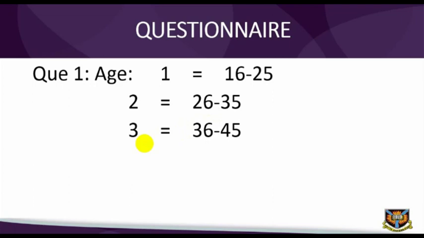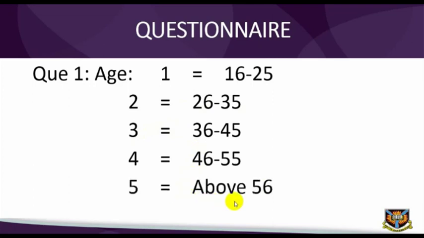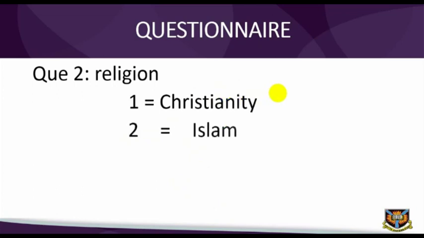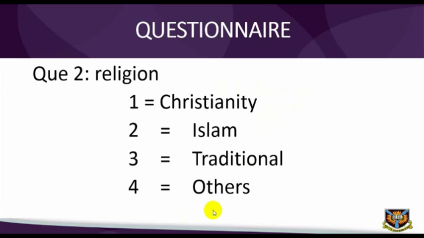Question 1. Age: 1 is equal to 16 to 25. 2 is equal to 26 to 35. 3 is equal to 36 to 45. 4 is equal to 46 to 55. 5 is equal to above 56. Question 2. Religion: 1 is equal to Christianity. 2 is equal to Islam. 3 is equal to traditional. 4 is equal to others.